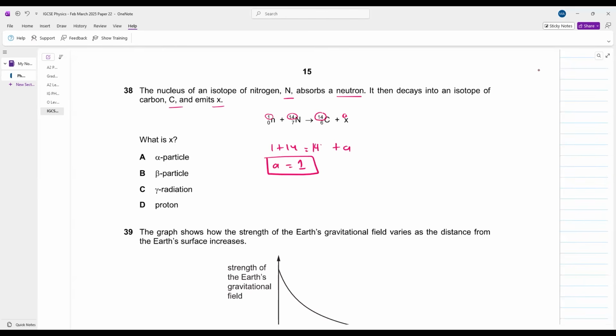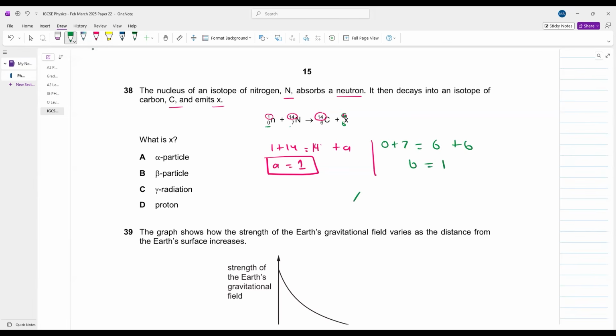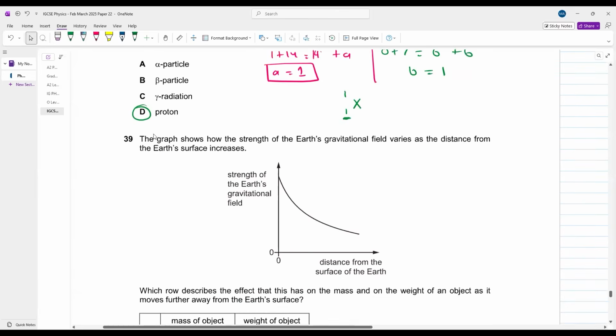Perfect. Now, let's say the sum of proton numbers on the left hand side, 0 plus 7, is equal to the sum of proton numbers on the right side, 6 plus B. What will be your answer of B? B comes out to be 1 as well. तो बेटा X की configuration क्या आ जाएगी, 1 1. Can you realize X has one proton only? X has one proton only, and that is coming in the mass number as well. So X represents a proton. D is your answer.